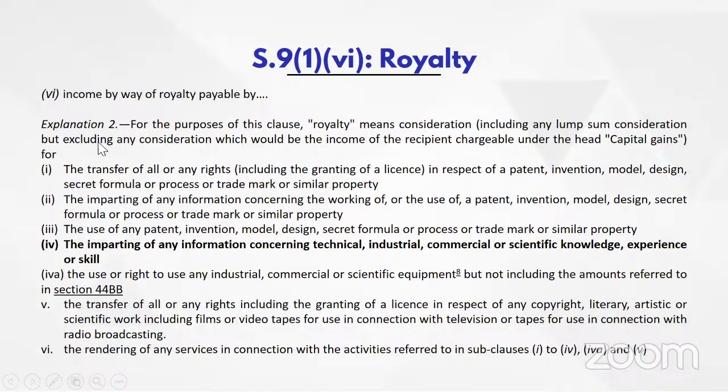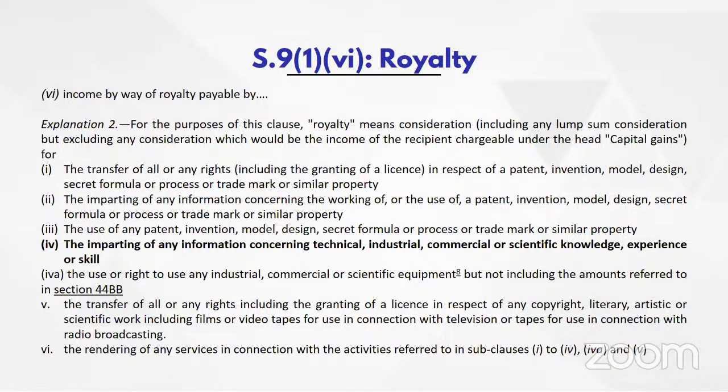So probably, if you go through Explanation 2, in some of the cases it may happen that the transaction may fall under the fourth clause, the imparting of any information concerning technical, industrial, commercial, or scientific knowledge, experience, or skill. Otherwise, to the best of my understanding, generally the transaction will not fall under clause 6 of section 9(1)(vi). So it may not become royalty except under this. But we do have significant economic presence, and we do have this kind of scenario that under 9(1)(vi), Explanation 2, clause 4, it may become a royalty.